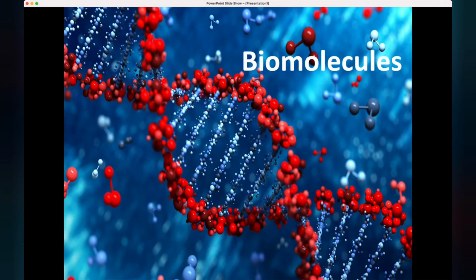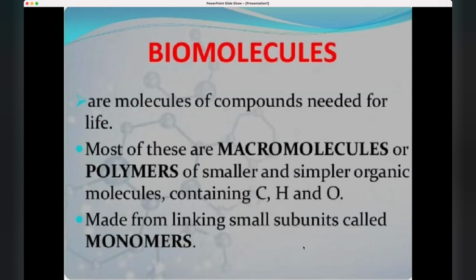etc. Most of them have the general formula CxH2yOy, and this is important to remember regarding the formula, so keep this in mind. The most common sugar used in our homes is called sucrose, and carbohydrates are also called saccharides. And when we talk about biomolecules, we can say that biomolecules are molecules or compounds which are needed for life. Most of these are macromolecules or polymers of smaller and simple organic molecules which contain carbon, hydrogen and oxygen.